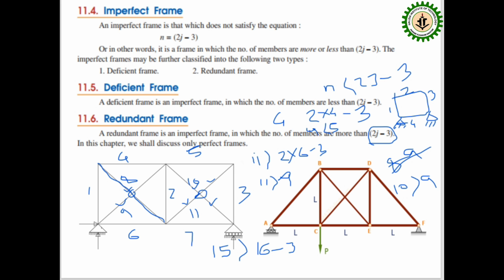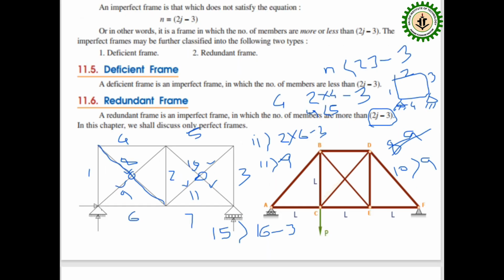So thank you. This much portion is covered on the type of truss or frame member, and how we can determine whether it is a perfect frame or imperfect frame, and so on.